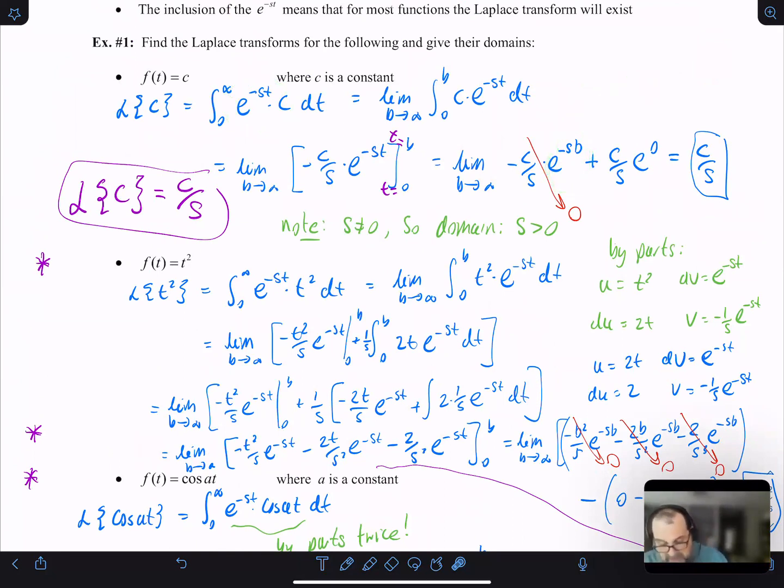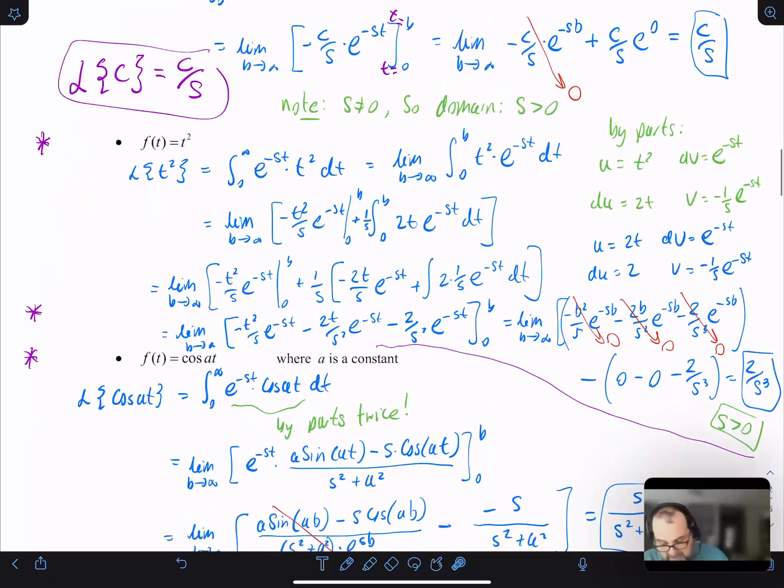So the domain requirement for this to be true is that I need s to be positive, because if s were negative, we would have a double negative here, and this limit would not go to 0. So we actually have a similar situation here. I'm going to need s to be strictly positive for these limits I'm claiming to actually be true.